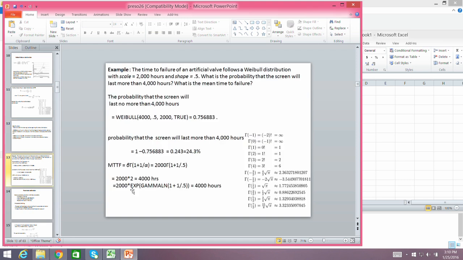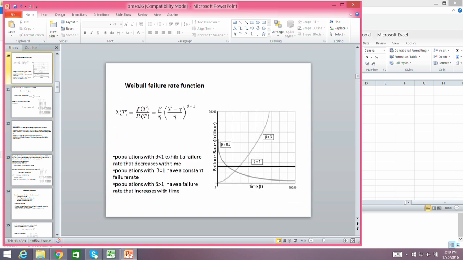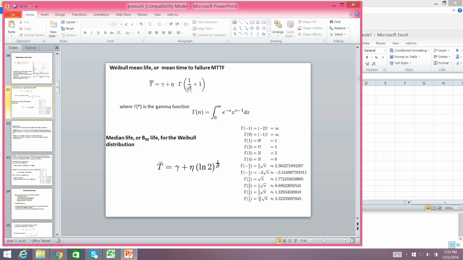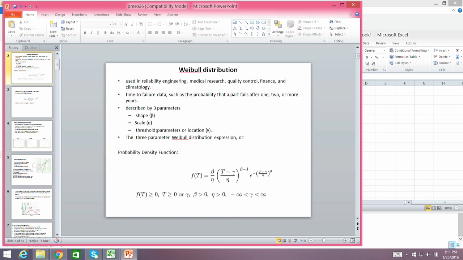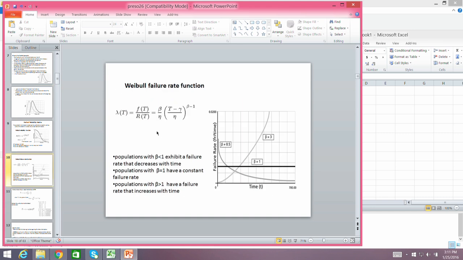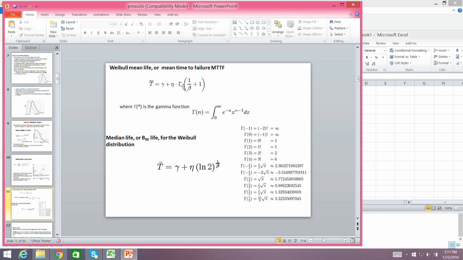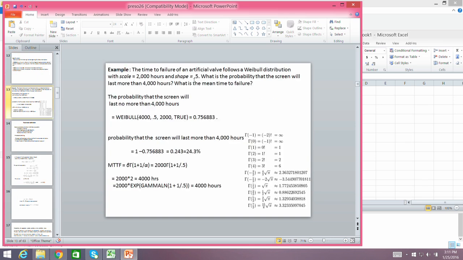We can also use a command called gamma ln in Excel to calculate this same thing. Let me once more repeat: the mean time to failure is given by this formula. We can neglect this gamma if you want a 2 parameter variable. Eta is the scale and beta is the shape. In our problem, scale is 2000 hours and shape is 0.5.